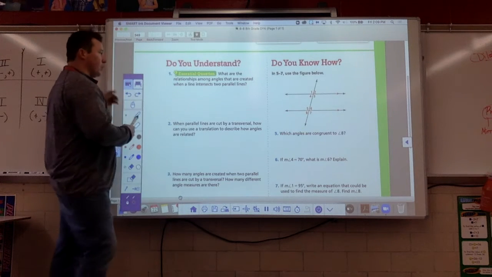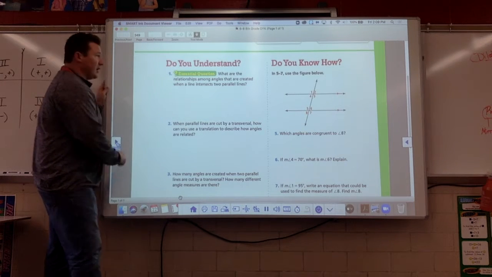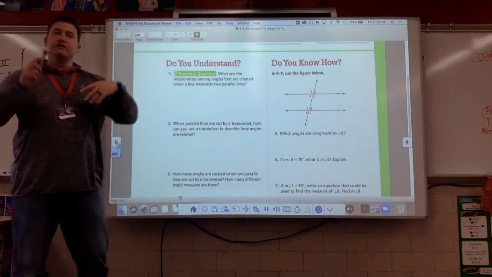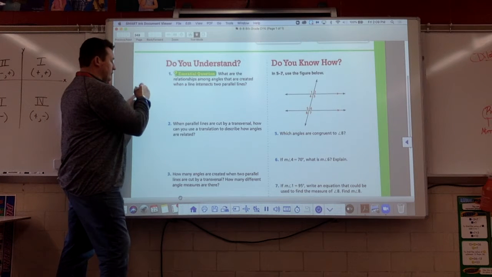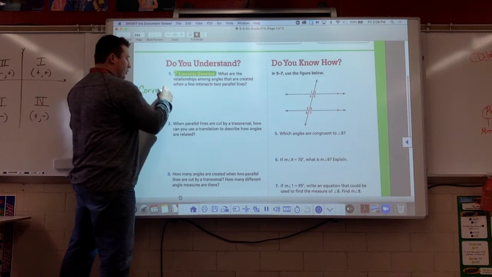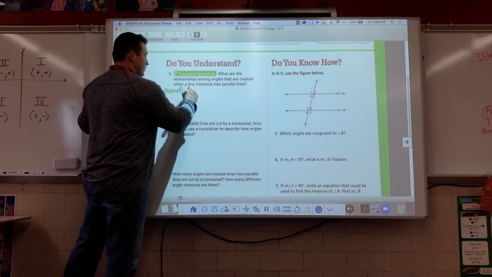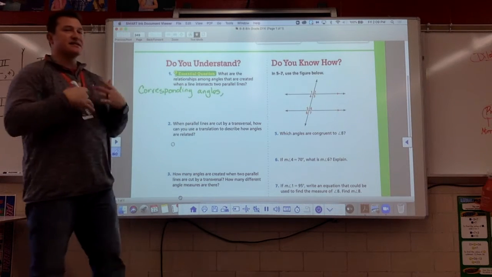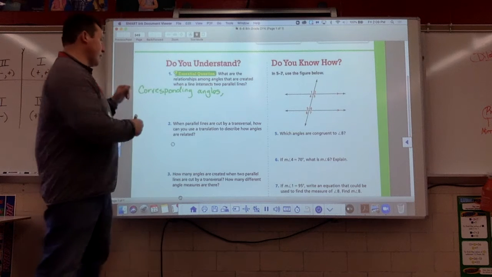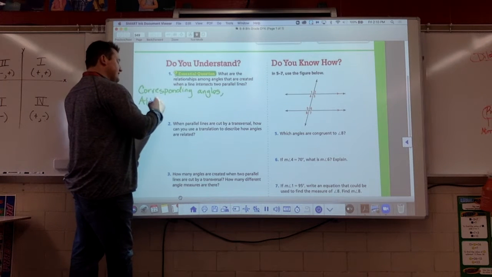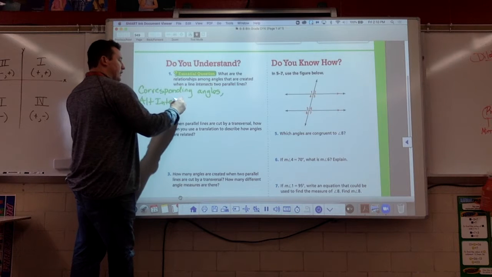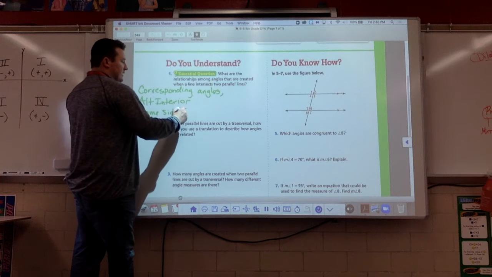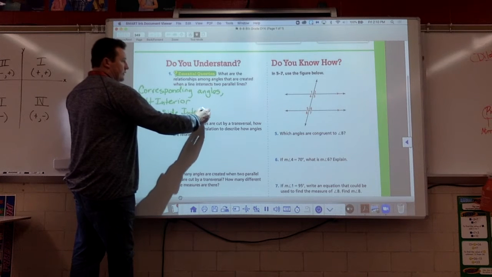Anyway, question number 1 here says, what are the relationships among angles that are created when a line intersects two parallel lines? So what are all of those new names that we got? So we have a lot of them, okay? For starters, we have corresponding angles. Corresponding angles, right? Those are angles that are in the same spot from one set to the other, okay? We had alternate interior. I'm not going to put angle on all these. We also had same side interior.